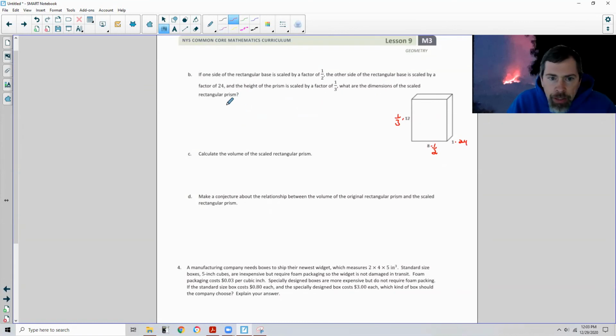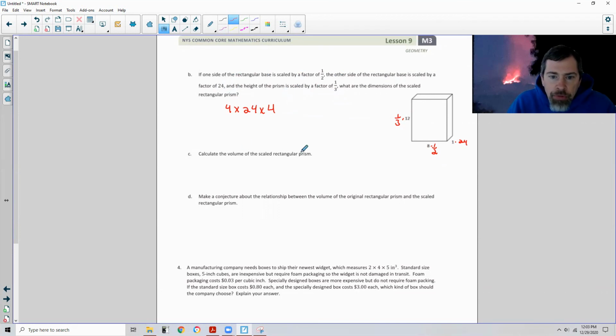Well, 8 times 1/2 is 4, by 1 times 24 is 24, by 1/3 of 12 is 4. So the dimensions of the scaled rectangular prism would then be 4 by 24 by 4.